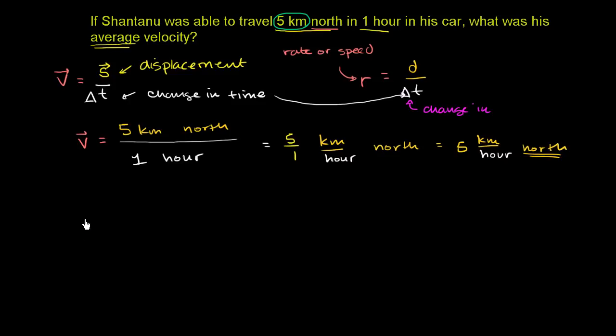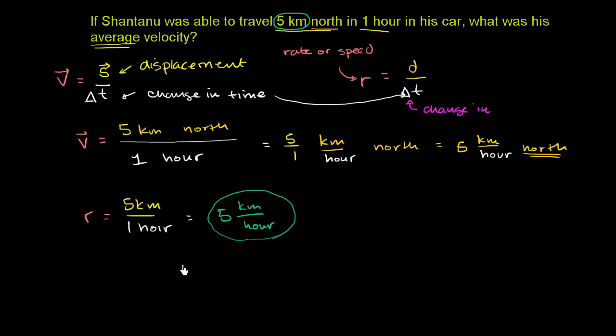You could have said, well, his average speed or his rate would be the distance he travels. The distance, we don't care about the direction now. It's 5 kilometers. And he does it in 1 hour. His change in time is 1 hour. So this is the same thing as 5 kilometers per hour. So once again, we're only giving the magnitude here. This is a scalar quantity. If you want the vector, you have to do the north as well.